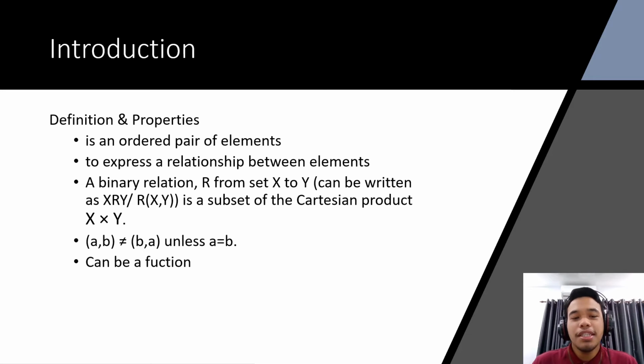A binary relation R from set X to set Y, also written as XRY or RXY, is a subset of a Cartesian product, which is X times Y. It must be noted that the relation of AB is considered distinct from the ordered pair of BA unless the elements of A are similar to the elements of B. A relation can also be a function if it fulfills the requirement of a function.